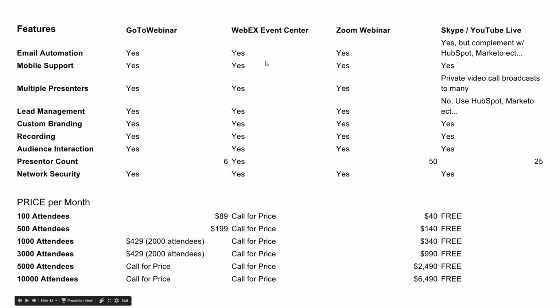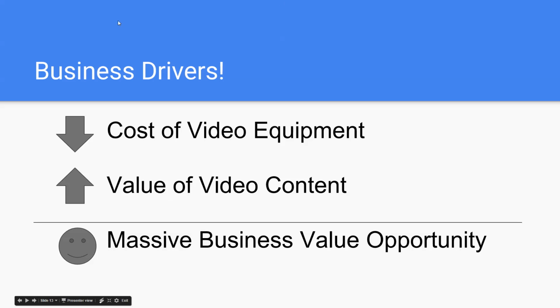The main difference is that they're offering email automation and lead management, which most real businesses are already using a platform like HubSpot or Marketo or Salesforce that does that for you already. So it's not a huge feature in my opinion. So the idea here is the cost of video equipment is going down. The value of video content, webinars, live streaming is going up.